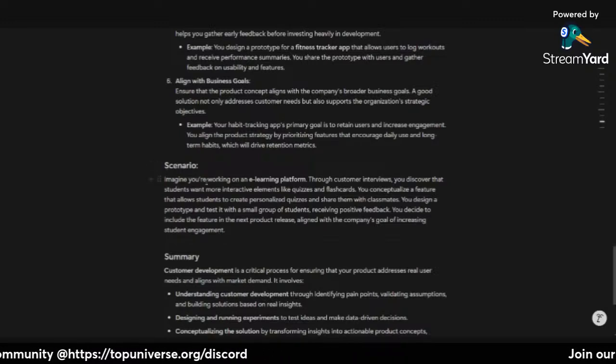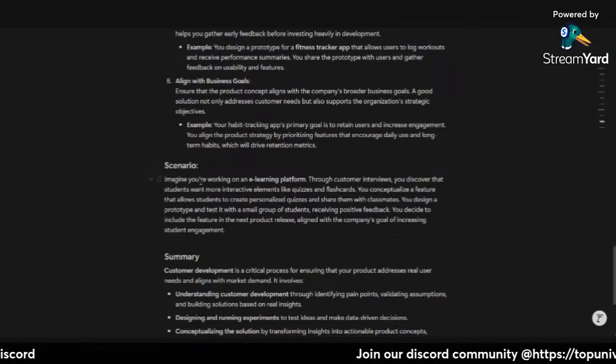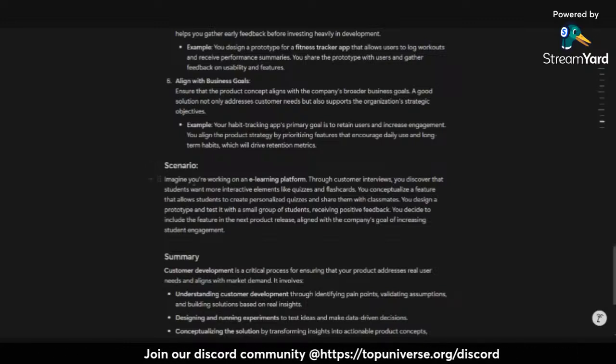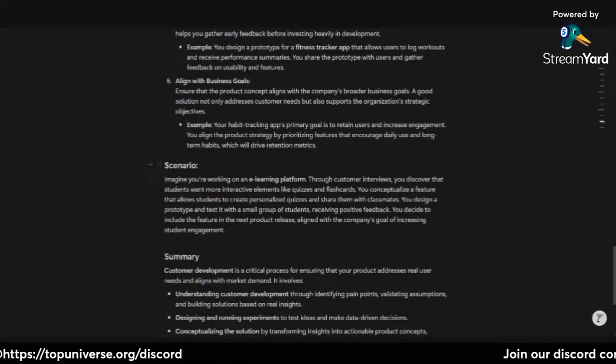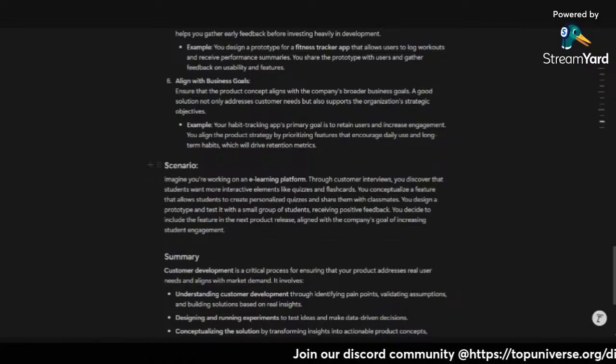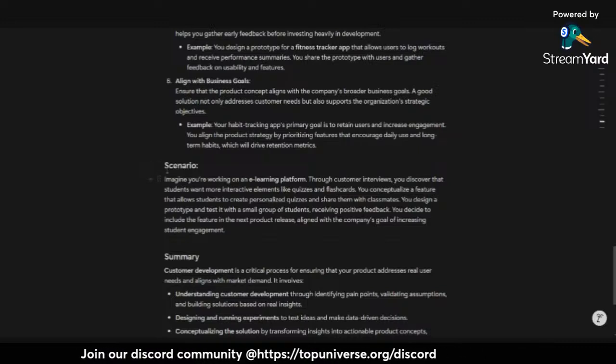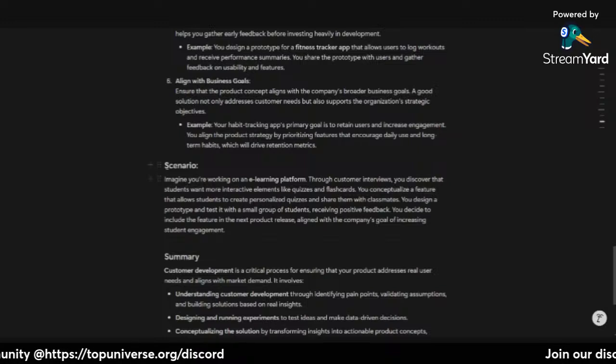So wrapping up, customer development is a critical process for ensuring that your products address real user needs and align with market demands. This involves understanding customer development through identifying those pain points we've mentioned earlier, right? Some of the major problems that they're having that they need solutions for, validating the assumptions that you have, and also building solutions based on the real insights or feedback you've gathered from those interviews or questionnaires you've put out there.